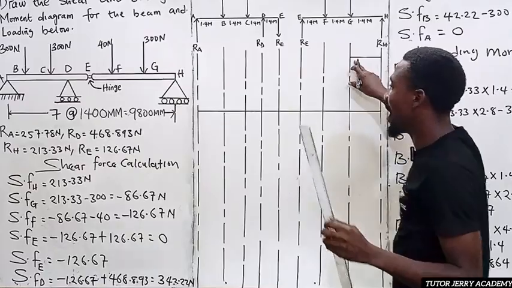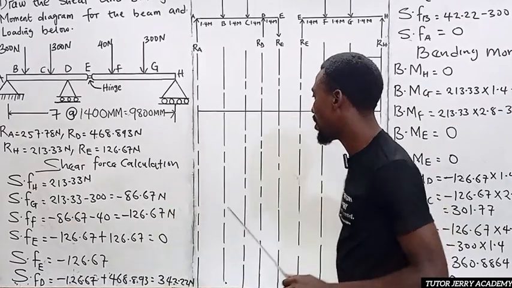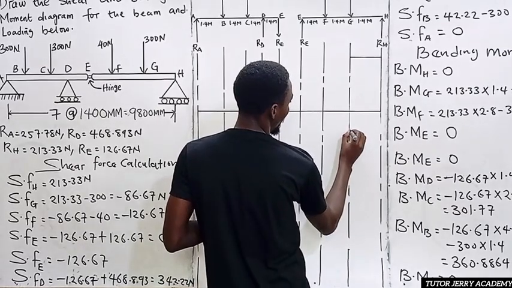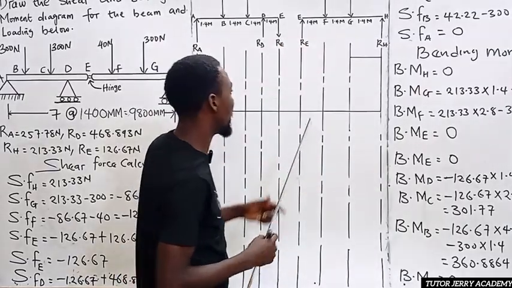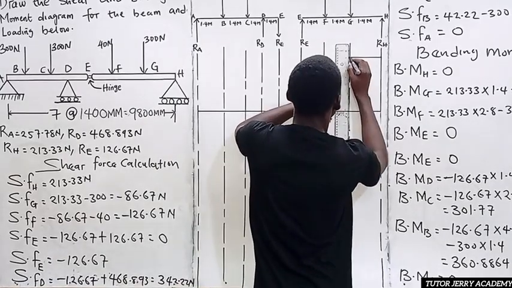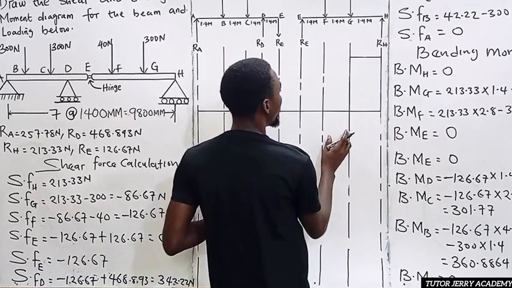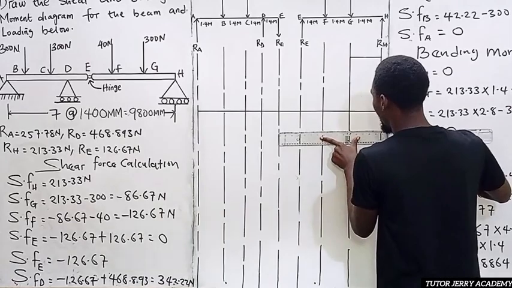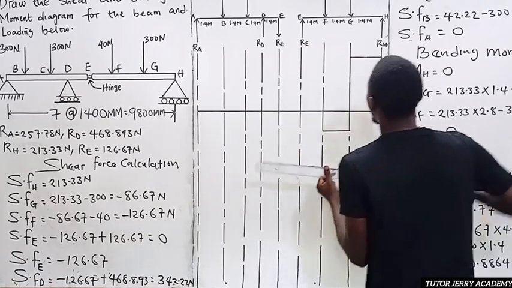Now the shear force at point G. The shear force at point G is minus 86.67. So let's make the point here. Don't forget that above this line is positive and below is negative. So we are going to join this point to this point. Now between G and F there is no load, so we are going to draw a constant line. All right, that's it.